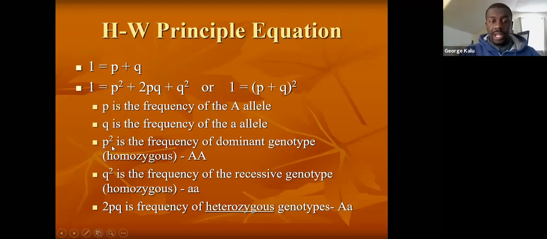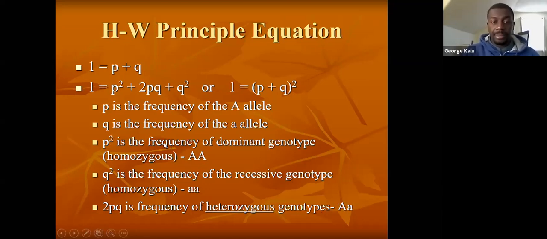Then the other ones. P squared is like if we have two of the dominant alleles. If we have 2 dominant alleles, that is going to give us the homozygous dominant genotype. So P squared is the homozygous dominant genotype. If we have Q squared, that's like having 2 Qs or 2 recessive alleles. So that is going to be the frequency of the homozygous recessive genotype, little a, for example. And then 2PQ is going to be the frequency of the heterozygous genotype, P being the dominant, Q being the recessive.